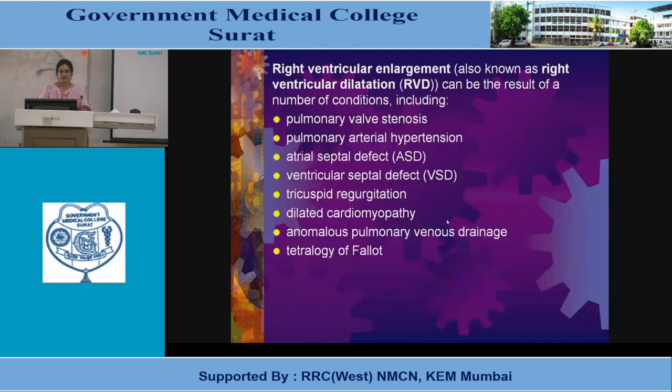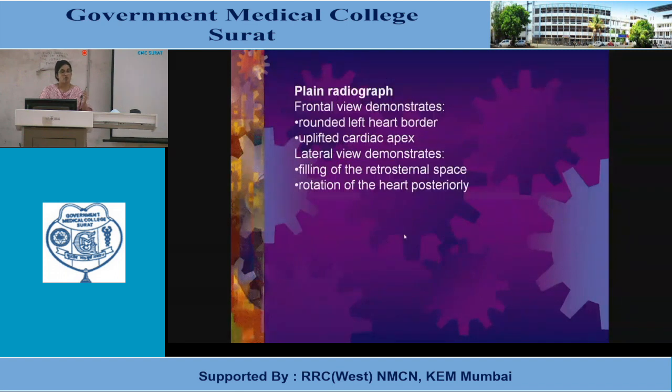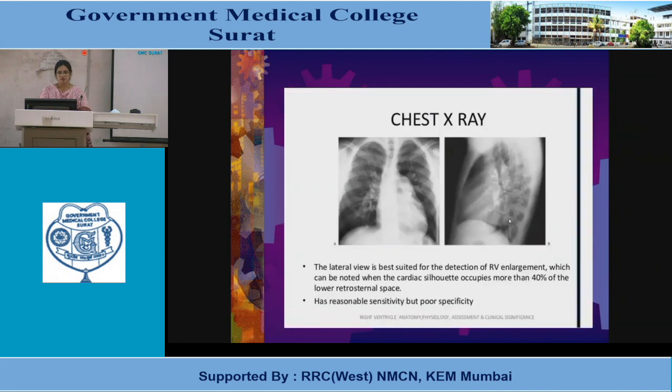Now, right ventricular enlargement, also known as right ventricular dilatation, can be the result of all these causes. On a plain radiograph, the frontal view will demonstrate a rounded left heart border and an uplifted cardiac apex. The lateral view will show filling of the retrosternal space, because the right ventricle is situated anteriorly, and posterior rotation of the heart. The right ventricle doesn't form any boundary on the frontal view, so it is better appreciated on the lateral view, where the cardiac silhouette occupies more than 40% of the lower retrosternal space. This has reasonable sensitivity but poor specificity.